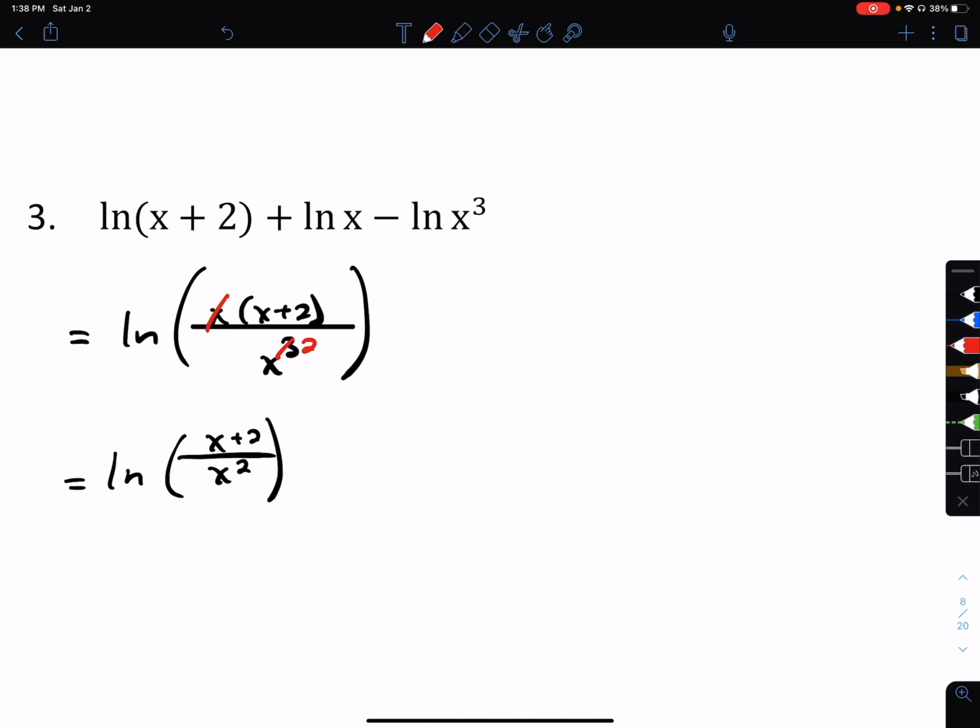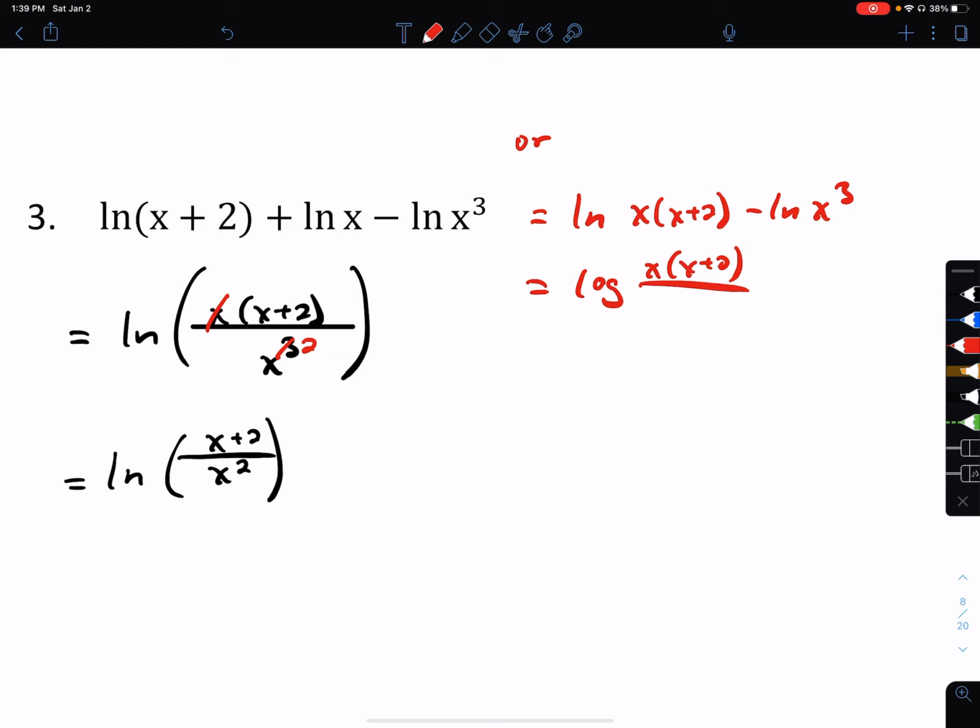If you want to do this in multiple steps, you could take the first two and say, well, we're adding those so we can multiply the arguments. And then you could say, well, now I have 2 logarithms and I'm subtracting. So the positive one goes on top and the negative term's argument goes on the bottom. That puts us in the same situation we were in before.